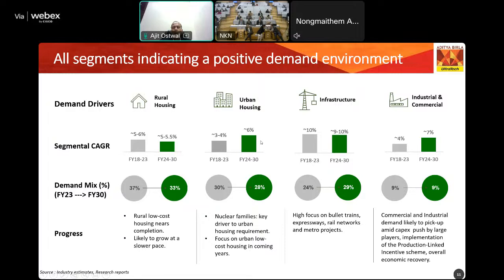Then urban housing is another major driver for cement consumption, currently 30%, which would be around 28% going forward by FY30. Infrastructure is another source, as a lot of infrastructure is being built throughout India. Infrastructure will go from the current 24% share to a 29% share, and the industrial and commercial segment would be around 9%. So these are the four key drivers for cement demand.